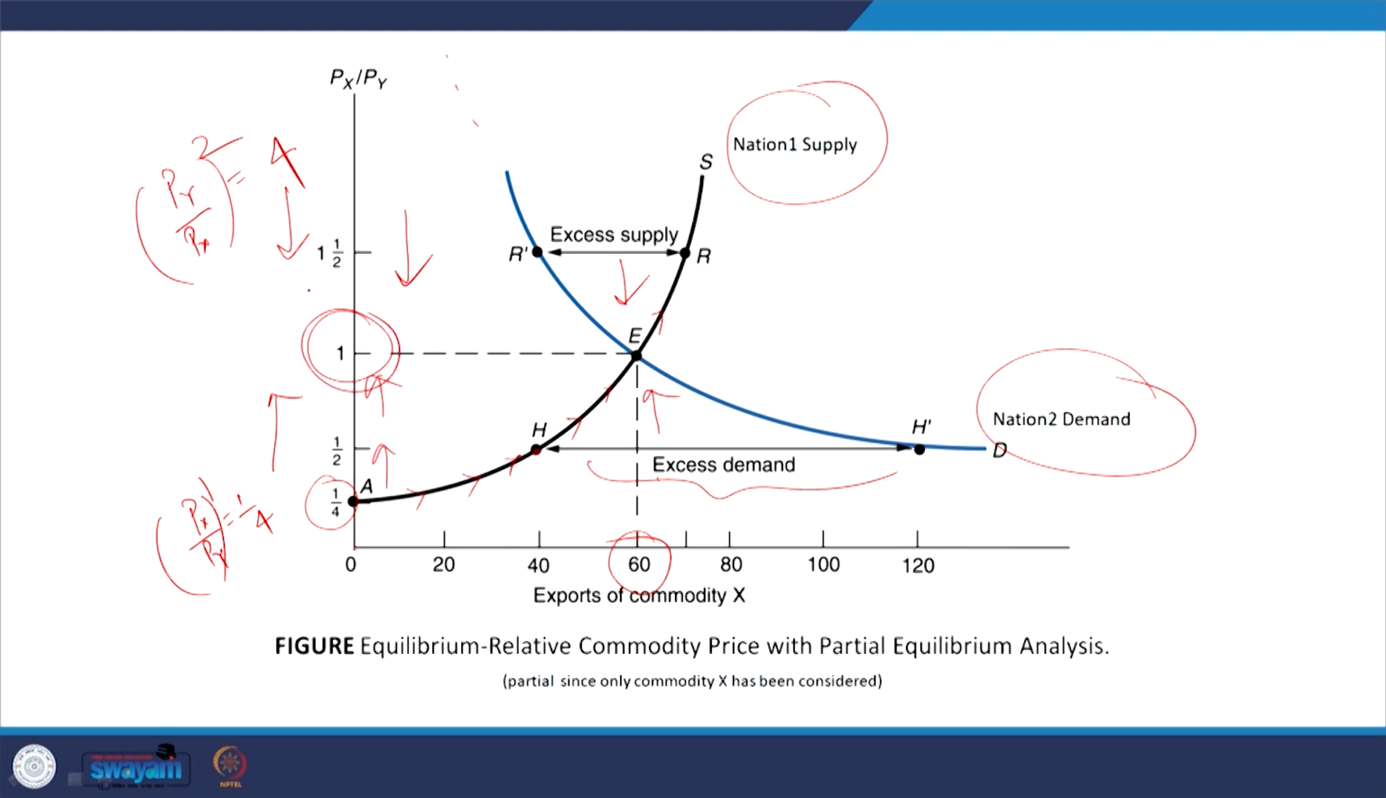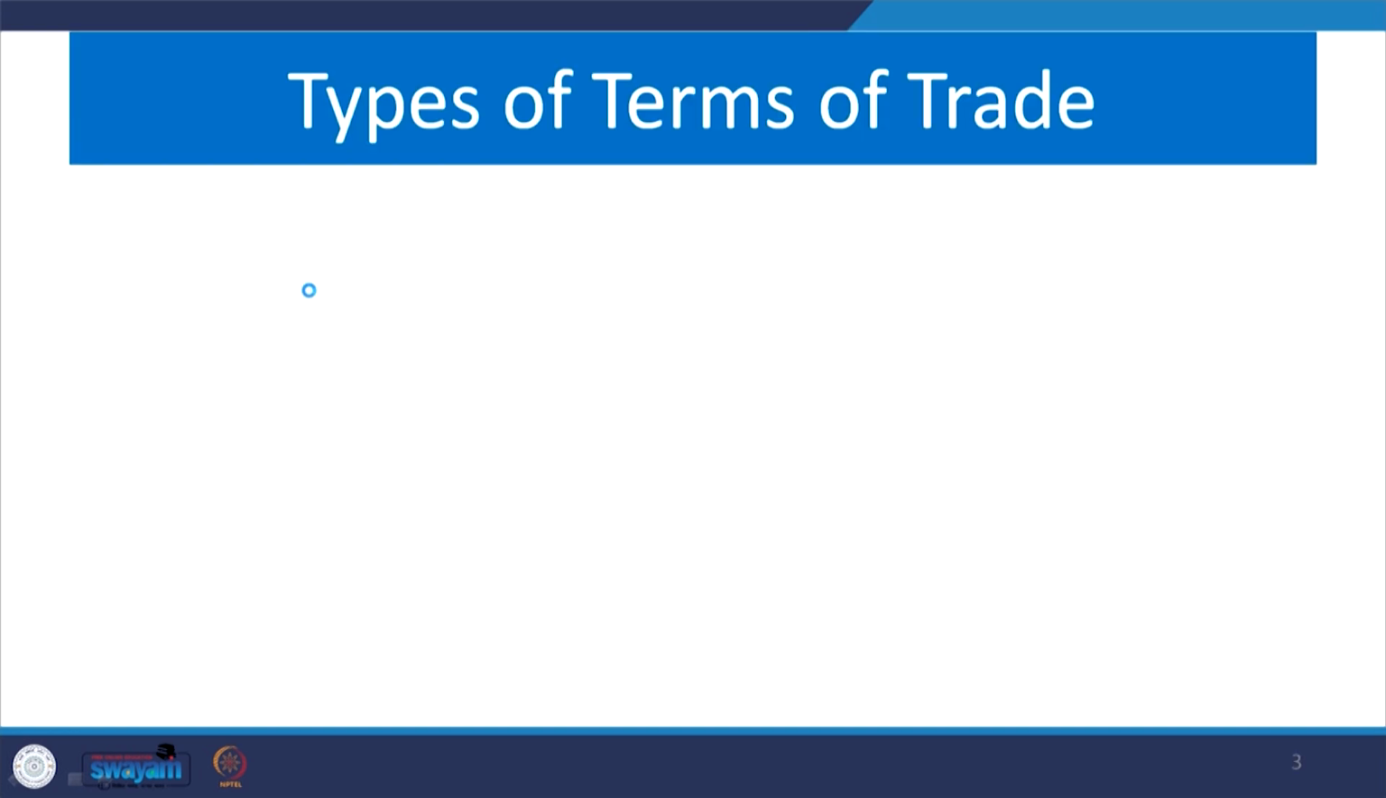That determines an equilibrium terms of trade. And this is usually defined as a long run phenomenon, which we have discussed, and accordingly various types of terms of trade and various instruments of measurement were developed.